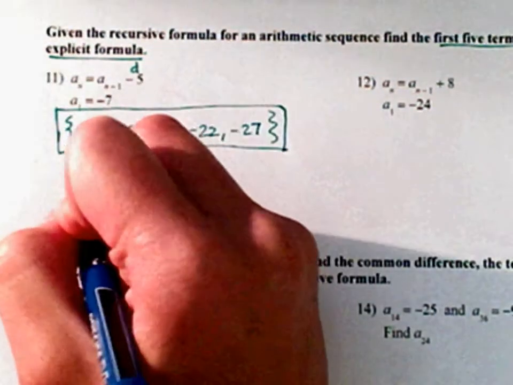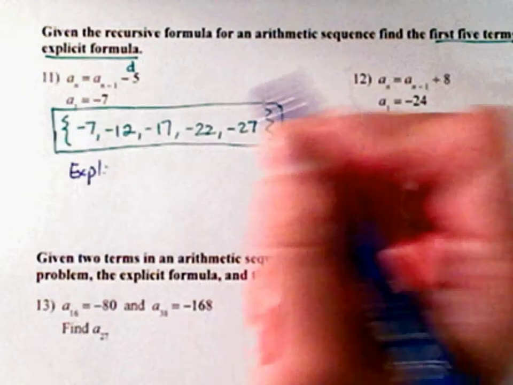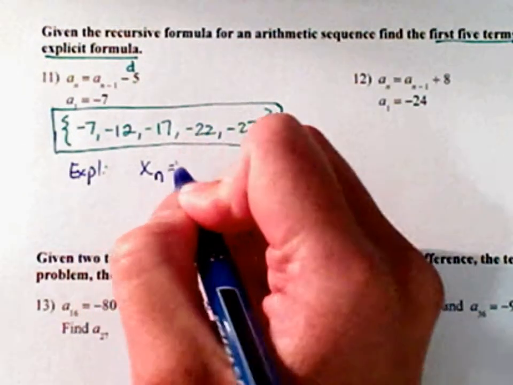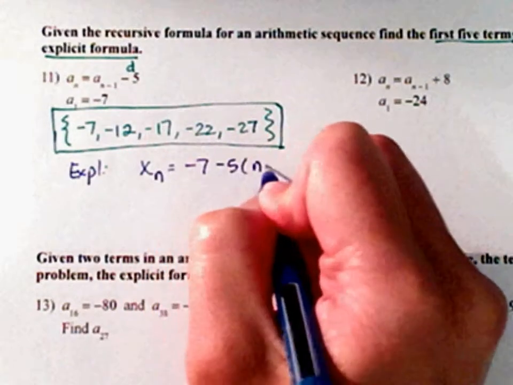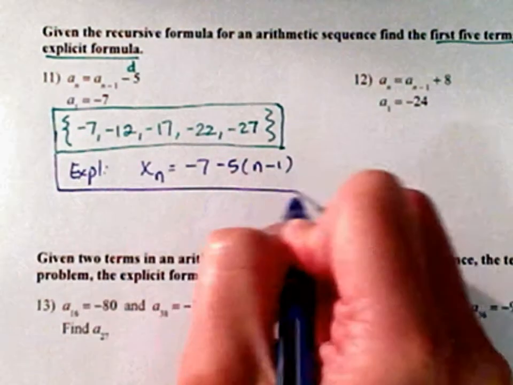Your explicit formula. So what is your explicit going to look like? Well, x of n equals what's your first term? -7. What is your D? -5. N minus 1. Okay.